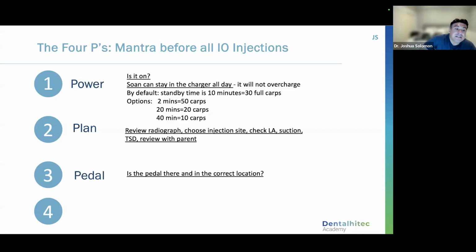I'm going to review, tell, show, do, all the things that we normally do. Then number 3 is the pedal. Is the pedal in the right location? I don't want you to try to give stage 1, try to do your papillary injection and realize the pedal is in the other room when the assistant brought it over for your associate to use. So is the pedal there and in the correct location? I love that Dr. Ann mentioned that she clicks the pedal right before she gives stage 1. I do the same thing, just make sure it's working. And then position-wise, is the patient in the right position? Is my foot in the right position? And am I in the right position? So power, plan, pedal, and position.